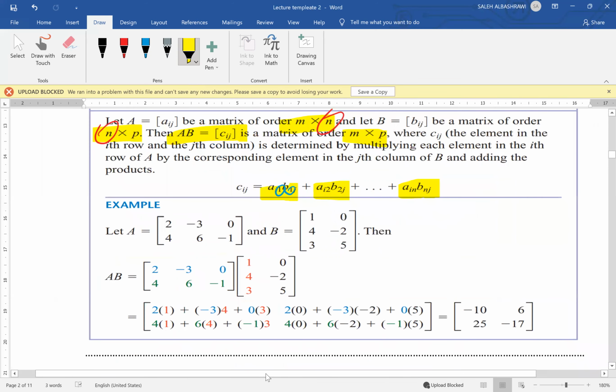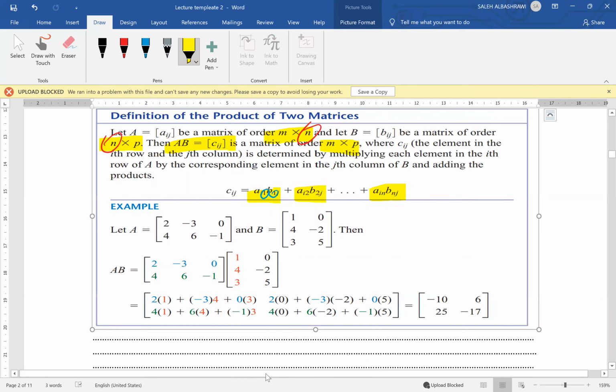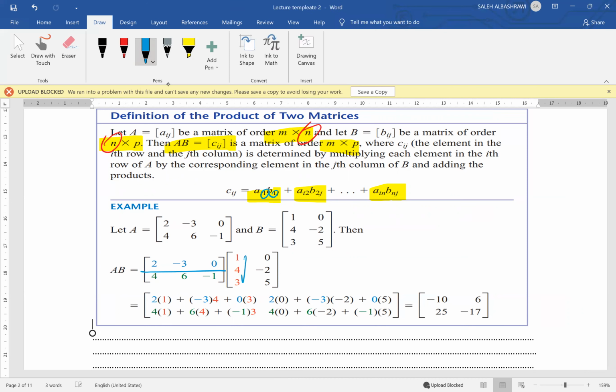To clarify this point, suppose that we have these two matrices, A equal to 2, minus 3, 0, 4, 6, minus 1, and B equal to 1, 0, 4, minus 2, 3, 5. Then the product A times B: we will take the first row with the first column. So I have 2 times 1, minus 3 with 4, the second in the column, and 0 with 3. So this will give me the first row with the first column.